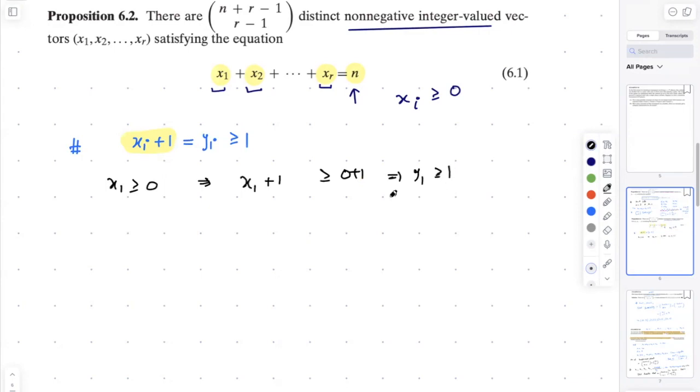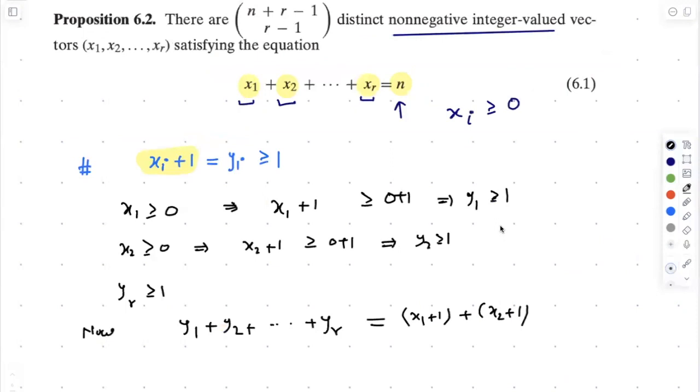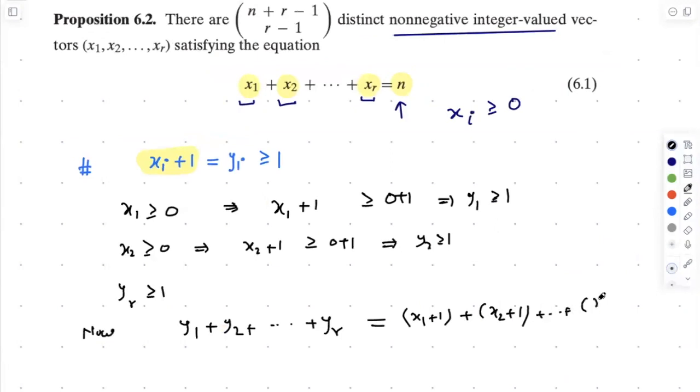Similarly, x2 is bigger than or equal to 0. Let me add 1 on both sides. So now I have y2 bigger than or equal to 1. If I do so, yr is going to be bigger than or equal to 1. Now tell me, if I add y1 plus y2 plus up to yr, is it the same thing as x1 plus 1, x2 plus 1, and up to xr plus 1? Is it the same thing?